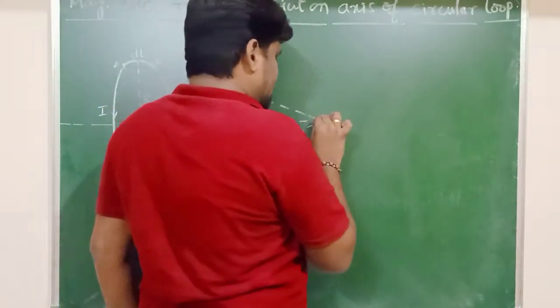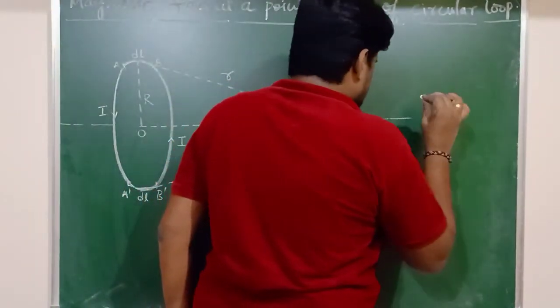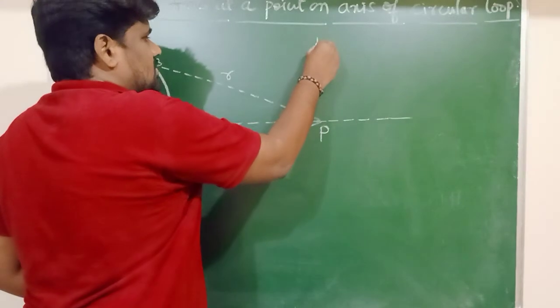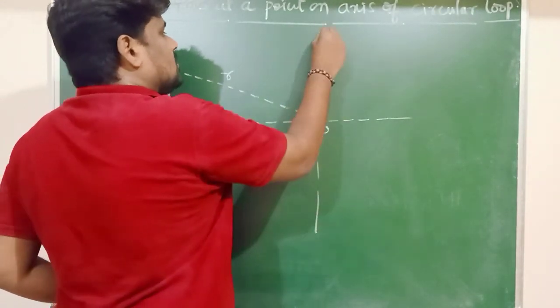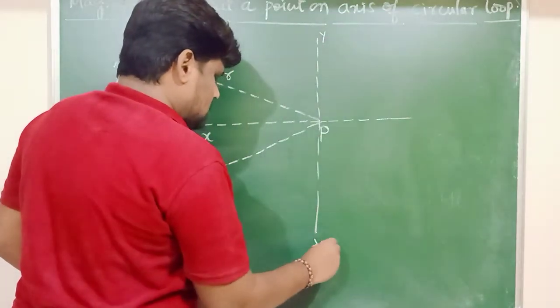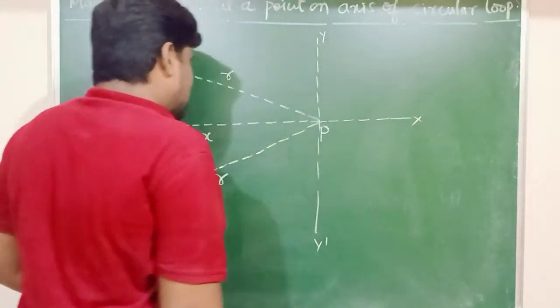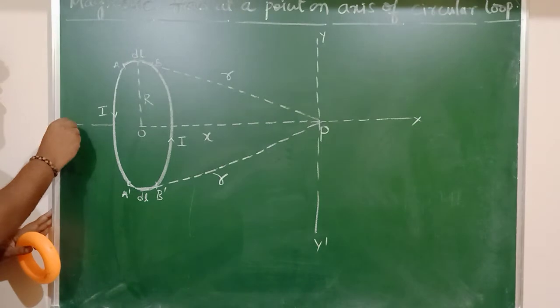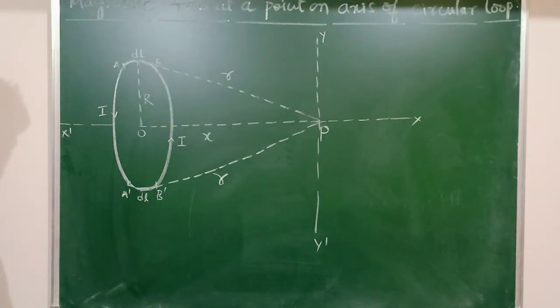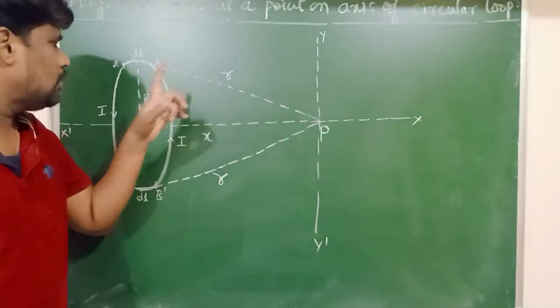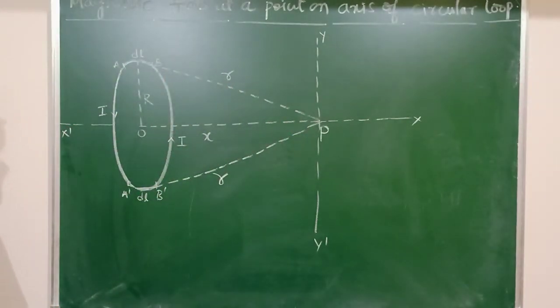So for reference we'll extend these lines here. Of course this is the y axis. I will call this y dash, and I will call this x, and of course this I will call x dash here. Now tell me, what is the magnetic field at point P due to the first current element? Here, what is the magnetic field?